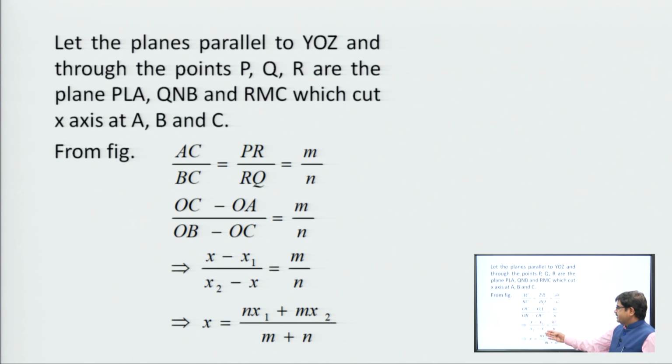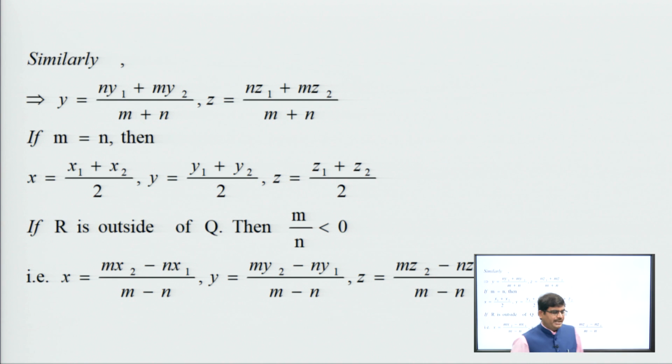After simplification, we find the value of x, that is x equals (n x1 plus m x2) upon (m plus n). Similarly, we can find the value of y, that is (n y1 plus m y2) upon (m plus n), and z equals (n z1 plus m z2) upon (m plus n). This is the point x, y, z in the ratio of m and n.